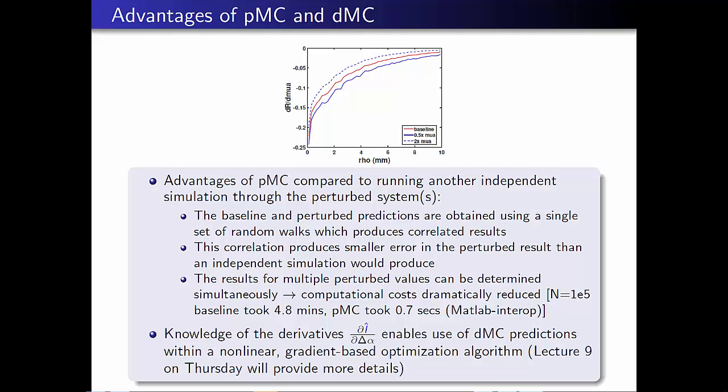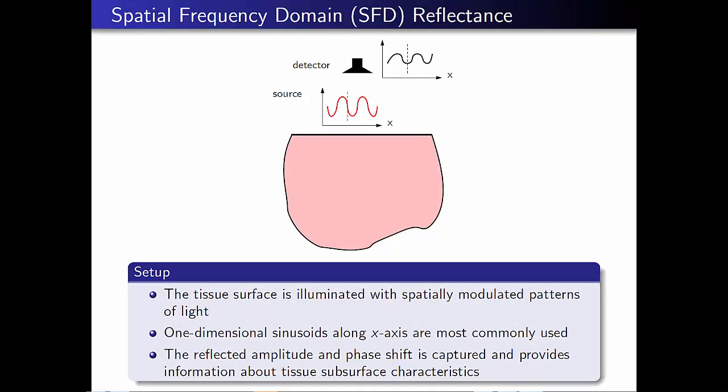And again, we can do a gradient-based optimization, which I cover on Thursday. I'll show you details of that. So that's a quick overview of PMC and DMC. And I'm going to move on to spatial frequency domain estimation, unless there are any questions.